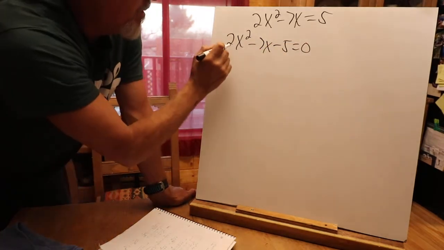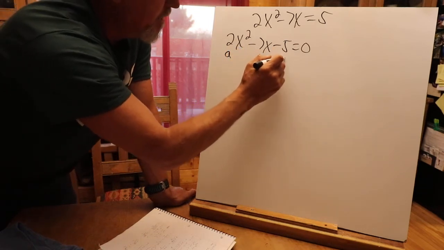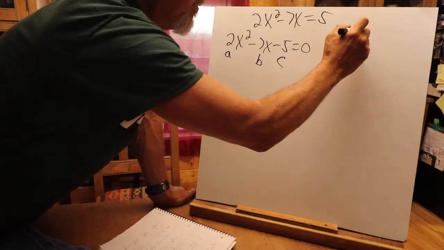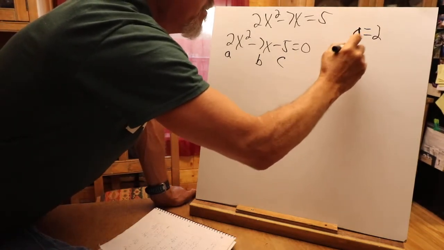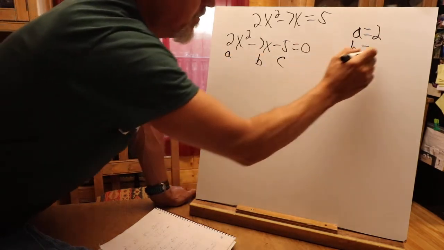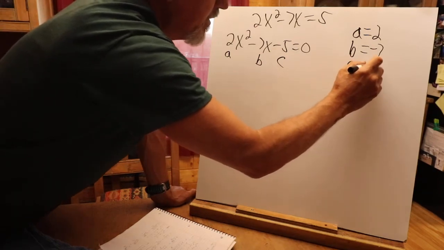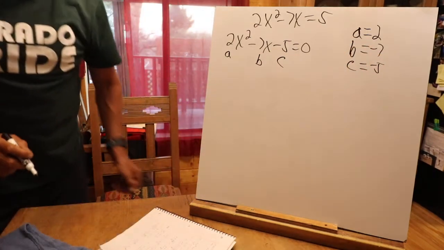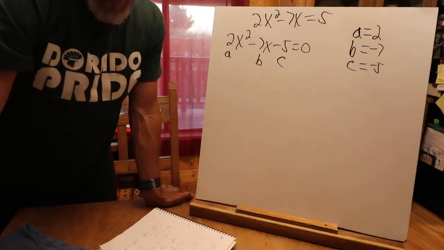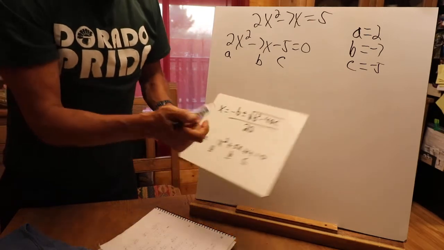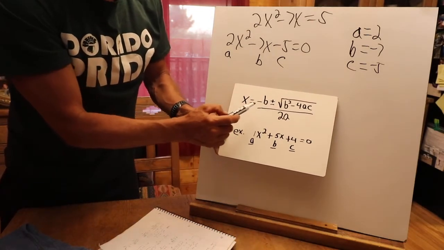So your A, remember, is your first number, your B is your middle number, and your C is your last number. If it helps you, you can write them down. Sometimes I do that. So A is 2, B is negative 7, your middle number, and C is minus 5, your last number. If you write them down separately, that might help you solve the problem. And then remember, always for these problems today, you're going to use this formula. Just like I said, if you write it on top of your paper, it's very helpful.